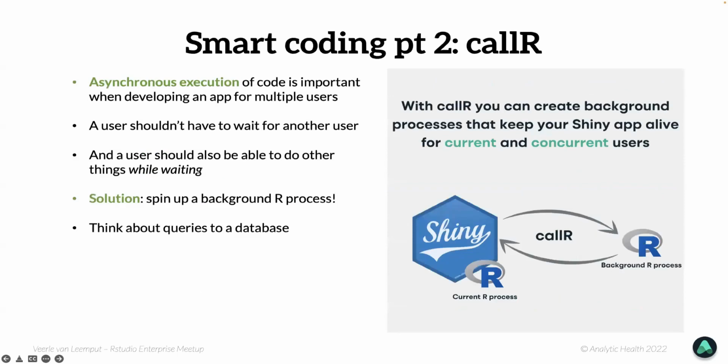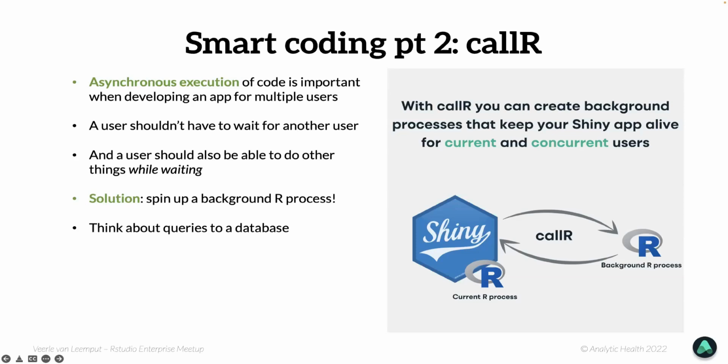Another smart thing you can do is using background processes. And I touched upon it a bit by saying that if you have multiple users per connection, they have to wait for each other because the session is occupied. Well, that sometimes can happen. And we don't want that because we don't want to have parallel execution. No, we want to have asynchronous execution of code. Especially if you're developing an app for multiple users, you want them to be able to do things at the same time and not be affected.